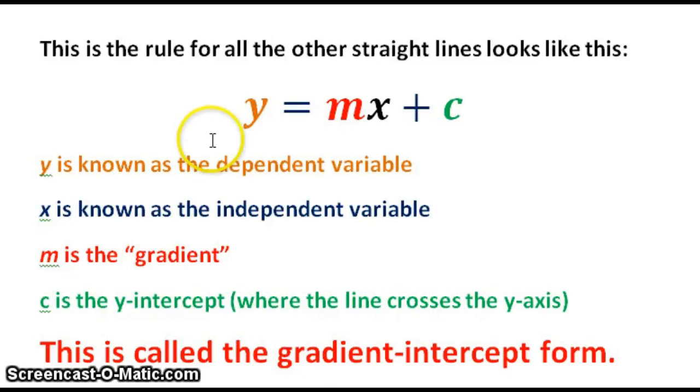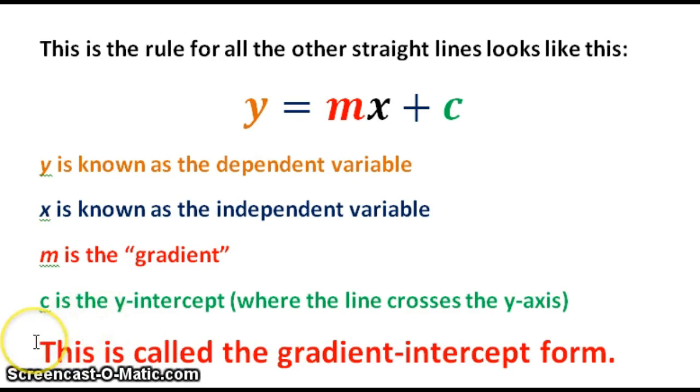Welcome back. Recall this is the rule for straight lines. It's the gradient-intercept form and the y is by itself. It tells us two crucial pieces of information about a straight line. It tells us about the gradient and it tells us what the y-intercept is.